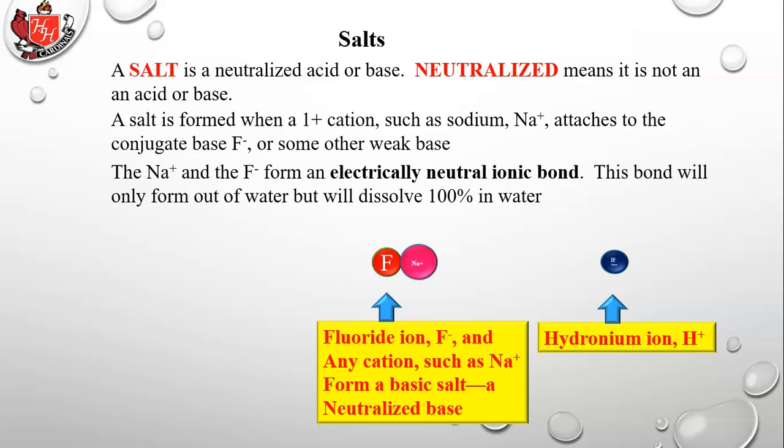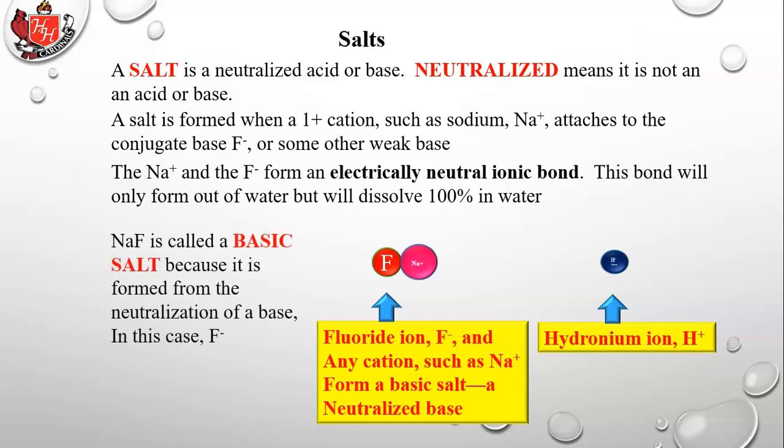This bond will only form out of water, but will dissolve 100% in water. So the fluoride ion F- and any cation such as Na+ form a basic salt. It's formed from the conjugate base, so it's formed from a base, but it's a neutralized base because that Na+ is not going to act like an acid the way a proton would. The hydronium ion is then moved off to the side. Okay, so we'll see the role that has in creating buffers. NaF is called a basic salt because it is formed from the neutralization of a base, in this case F-, the fluoride ion.